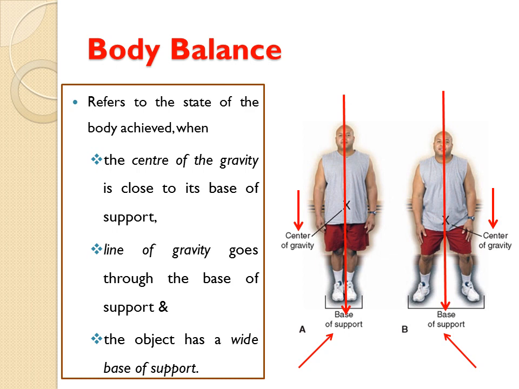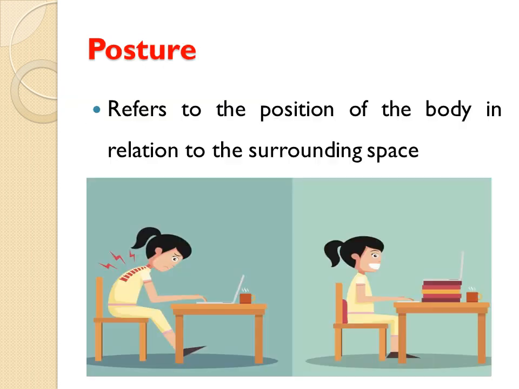For example, in the case of Savdhan and Bishram, in Savdhan your base of support is smaller, whereas in Bishram your base of support is wider. So in the Bishram position you will have better body balance.